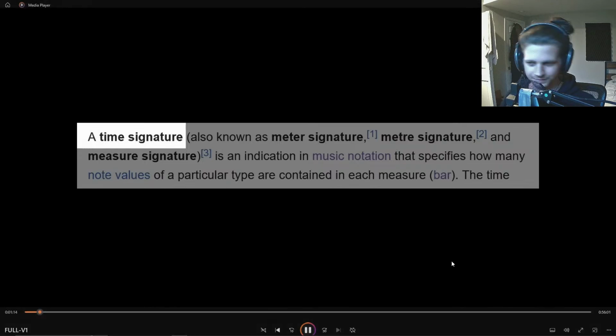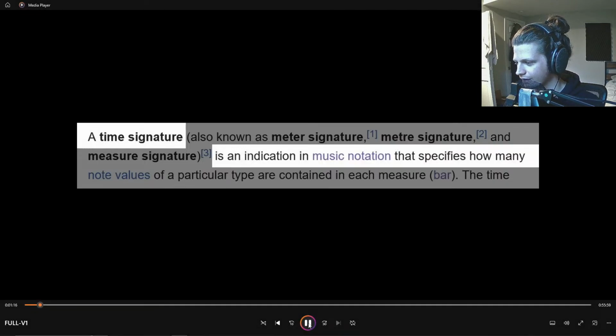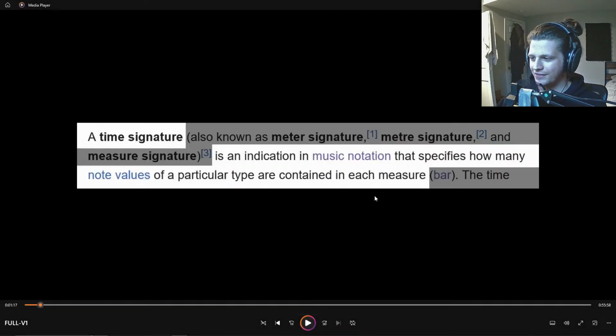So anyway, a time signature is an indication in music notation that specifies how many notes, oh yeah, I haven't done this technique before where you highlight stuff. This was interesting to figure out. I did quite a few. I learned how to edit a little bit better by making this video for sure, because I just had to do it fast enough. I mean, it was a totally self-imposed deadline, but yeah. Values of a particular type are contained in each measure.